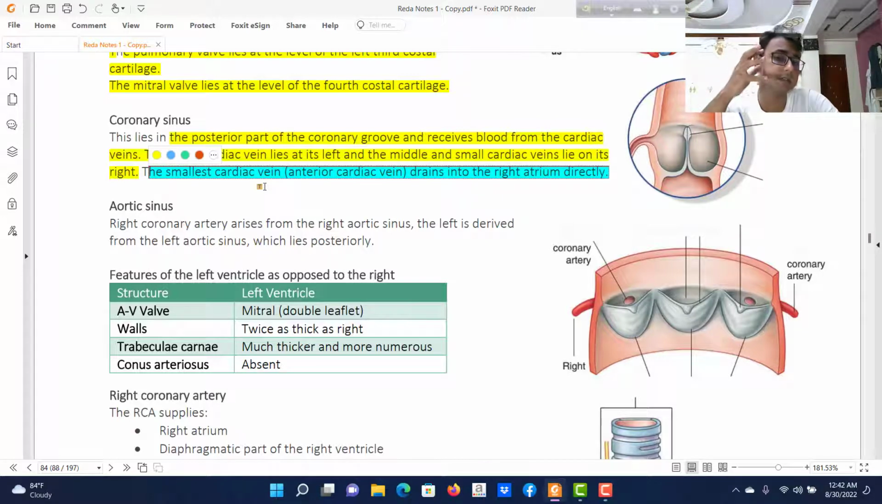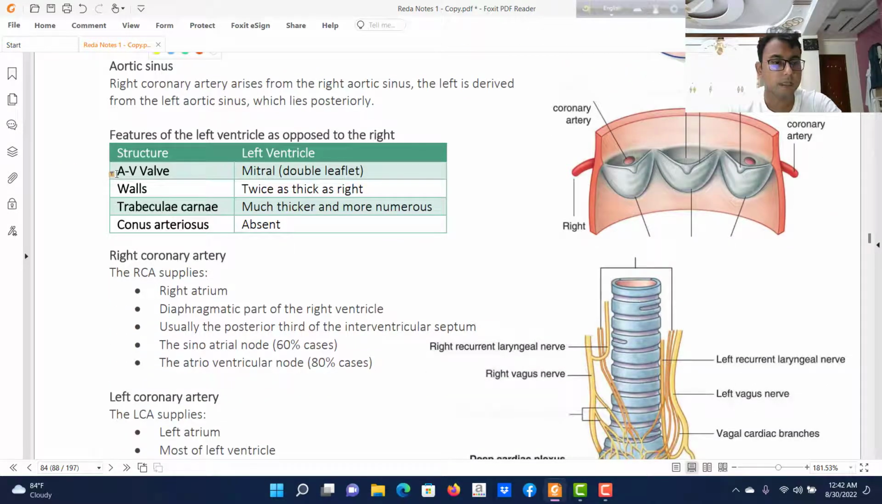There are some multiple vessels which also give direct drainage to the right atrium, the anterior cardiac vein and the venae cordis minimi. The bicuspid valve contains a double leaflet. It's called the mitral valve. In the left ventricle, the wall has trabeculae carneae much thicker and more numerous, and the papillary muscles are absent.